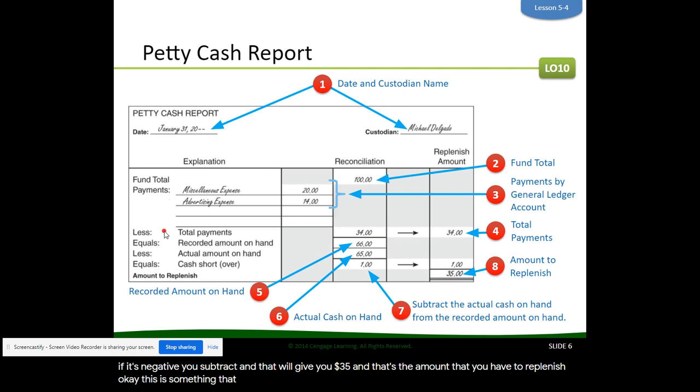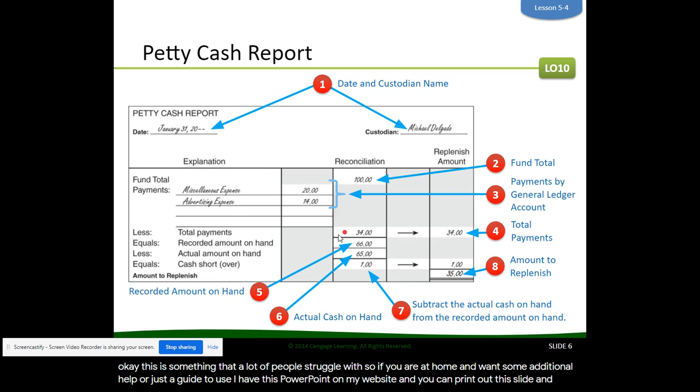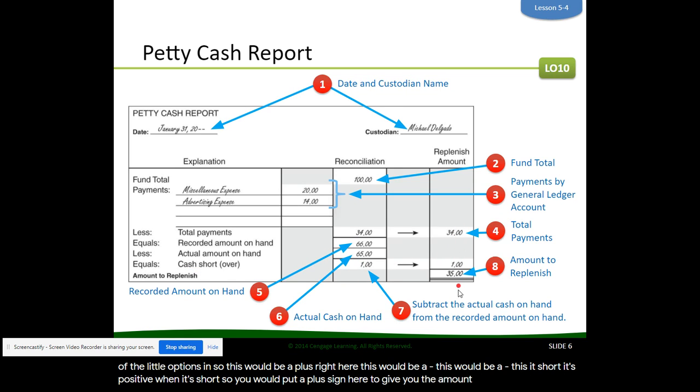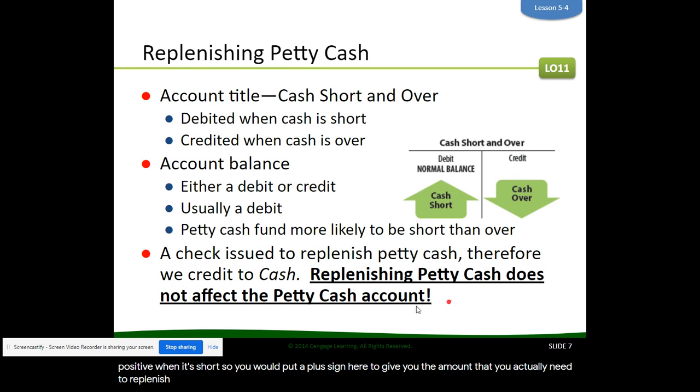This is something that a lot of people struggle with. So, if you are at home and want some additional help or just a guide to use, I have this PowerPoint on my website, and you can print out this slide and put all of the little operations in. So, this would be a plus right here. This would be a minus. This would be a minus. This, it's short, it's positive when it's short. So you would put a plus sign here to give you the amount that you actually need to replenish.